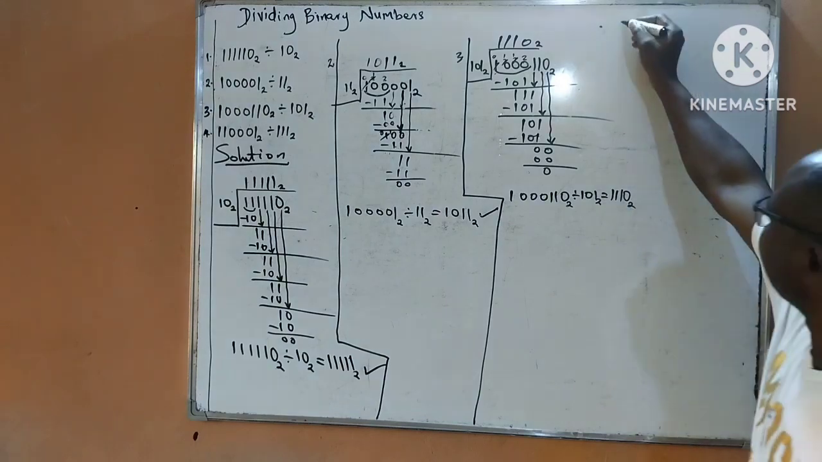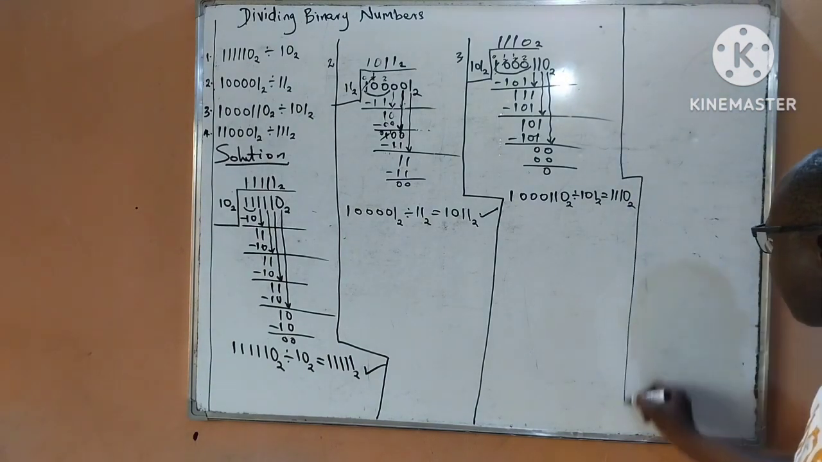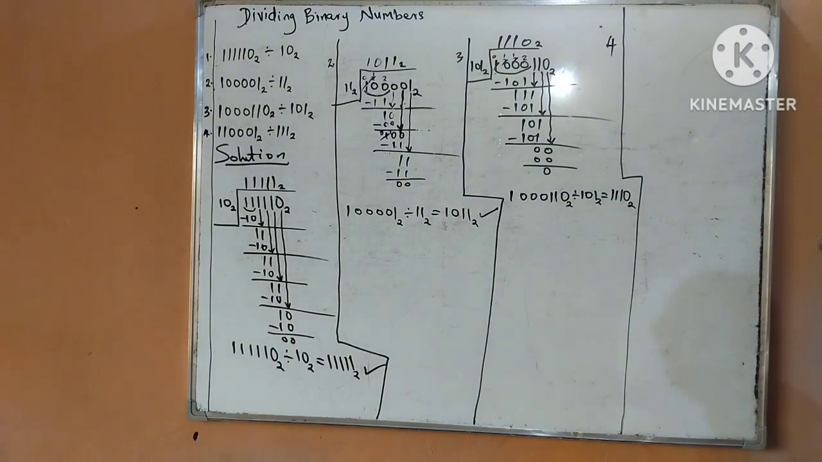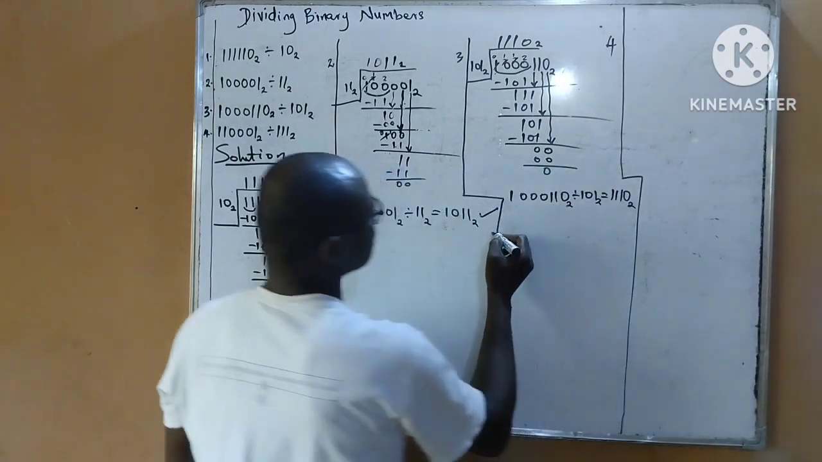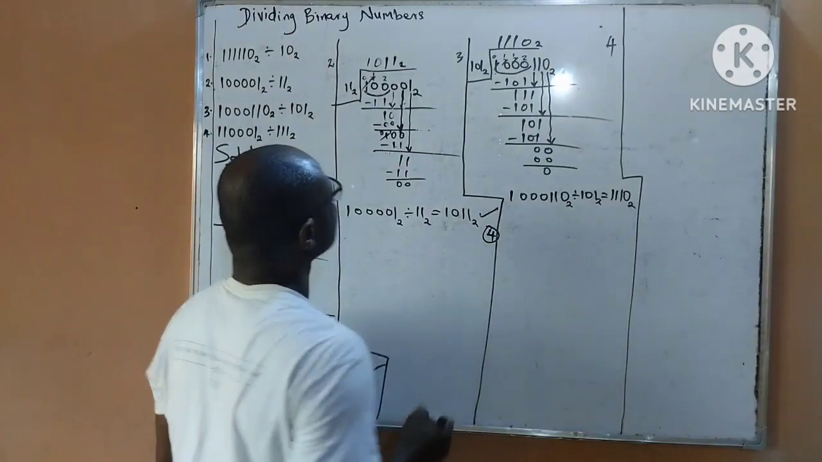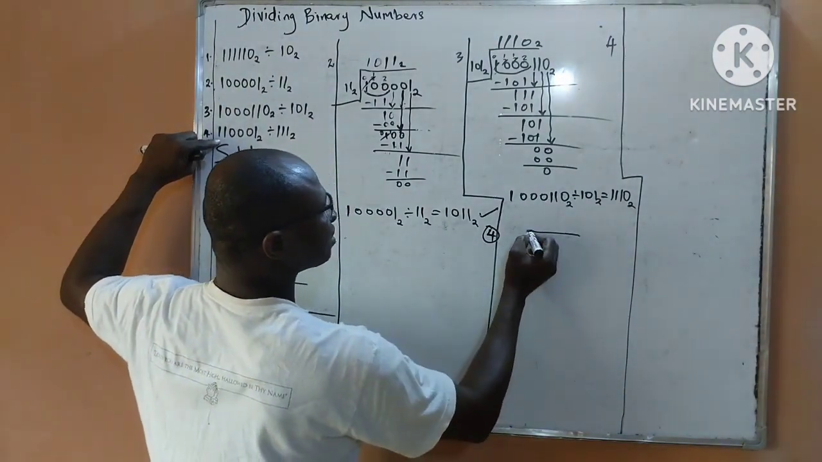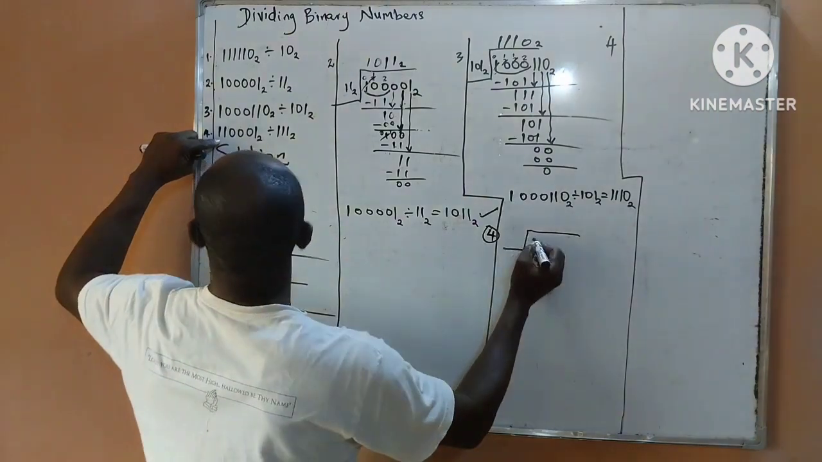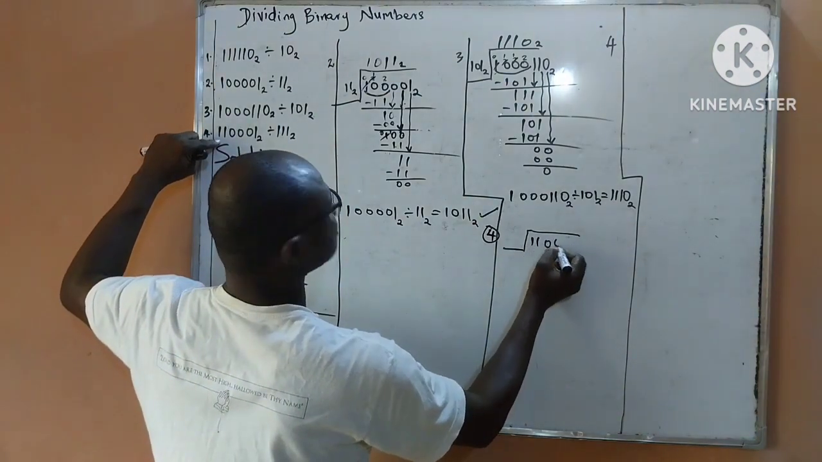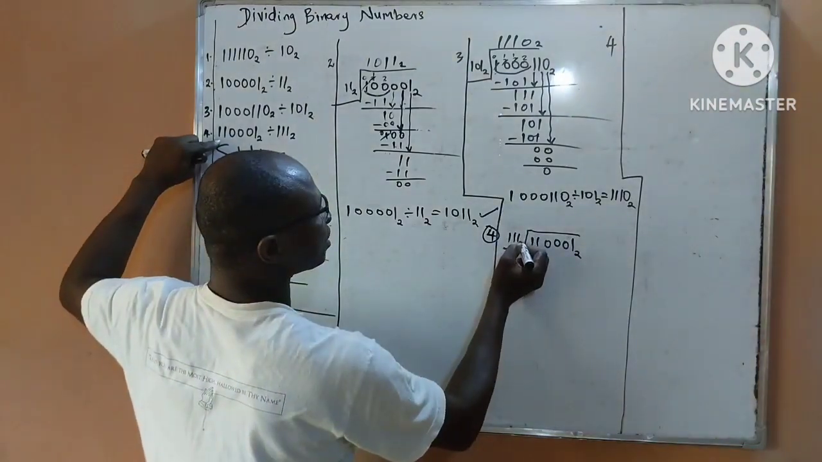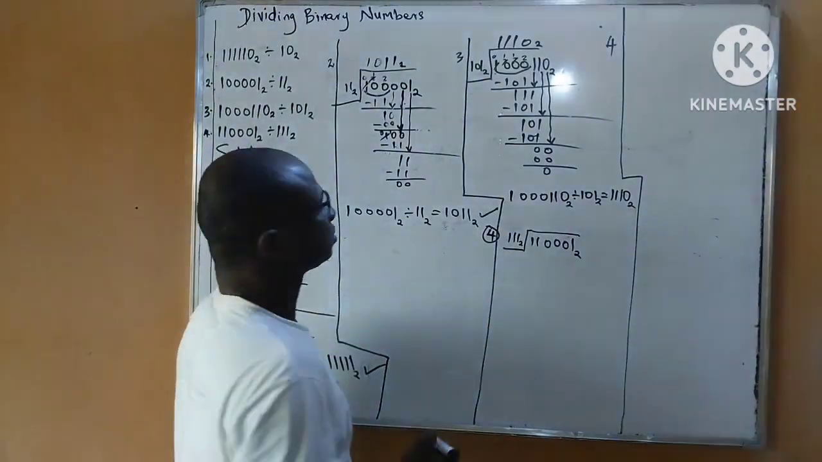All right, the final question, which is question number 4. Okay, we can take it here. Question number 4. What we are given is to divide 1 1 0 0 0 1 base 2 by 111 base 2. Okay.